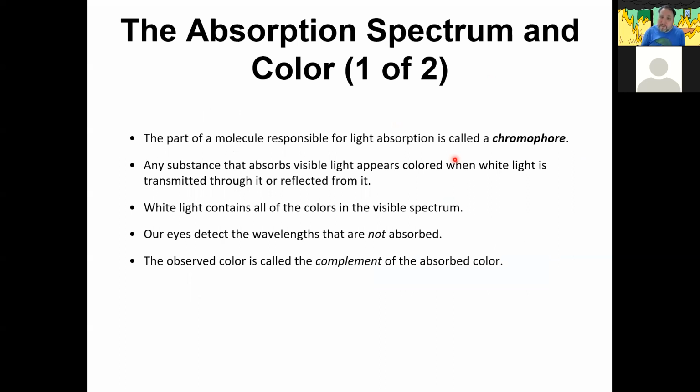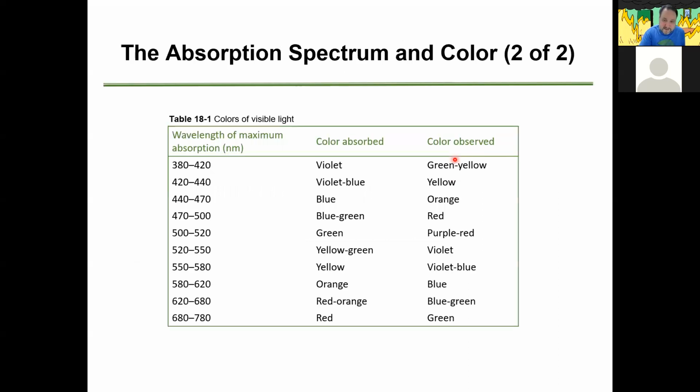The part of a molecule responsible for color is called the chromophore, and that means chromo from color. Any substance that absorbs visible light appears colored when white light is transmitted through it or reflected from it. White light contains all the colors of our visible spectrum, and our eyes detect the wavelengths that are not absorbed. The observed color is called the complement of the absorbed color. So what we see is kind of the opposite. We call it the complement.